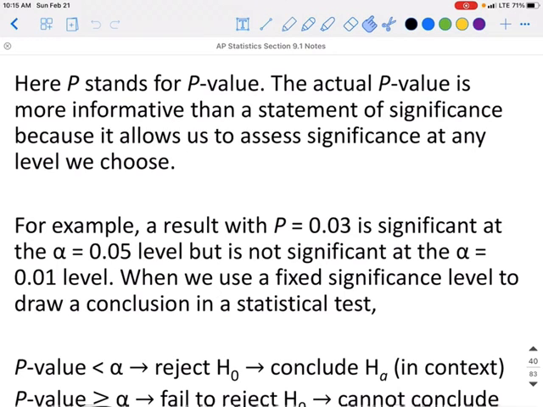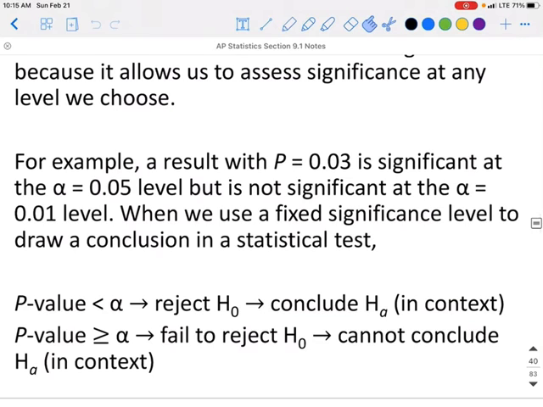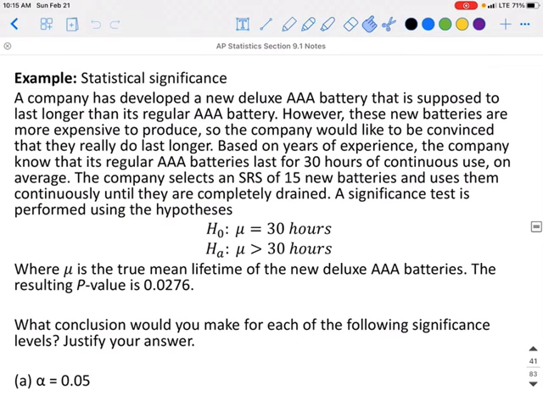When we use a fixed significance level to draw a conclusion in a statistical test, whatever that p-value is, if it's less than your alpha, you reject the null hypothesis and conclude that the alternative hypothesis in that context is true. If our p-value is greater than or equal to the alpha level, you fail to reject the null hypothesis, and you cannot conclude that your alternative hypothesis is true.